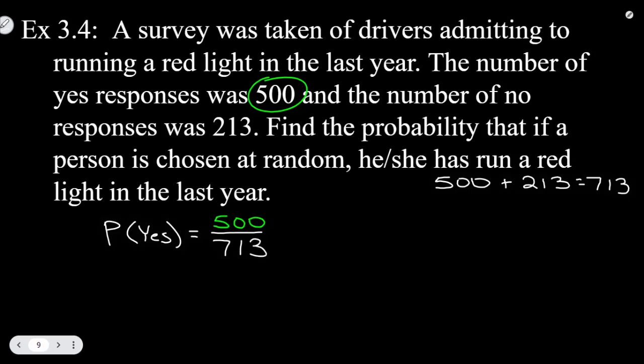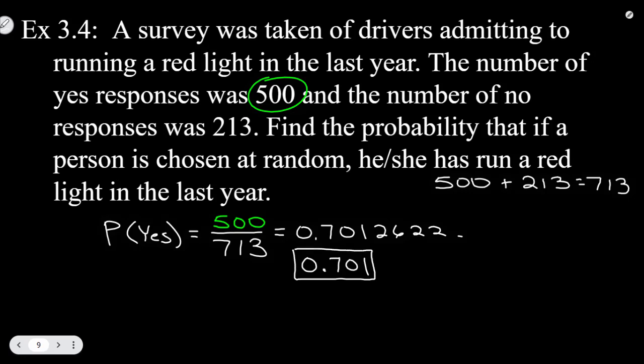Now, if it's something like this with really big numbers, a lot of times we will change that to a decimal number. So if we take 500 and divide by 713, we're going to get 0.701. I'm going to round that off to 3. The rest is 2622, and so on. So we would round that off to 0.701. We'll plan on 3 decimal places unless it tells us to do something else or the context tells us to do something else. So that would be our probability of randomly selecting a person from this survey who has admitted to running a red light in the past year.